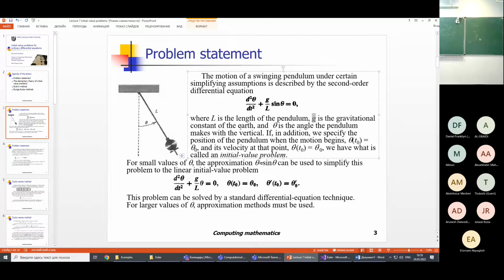By the way, do you know what a gravitational constant is or not? Yes? 9.8. Right. g is a gravitational constant. L is the length. Theta is the angle. t is time.